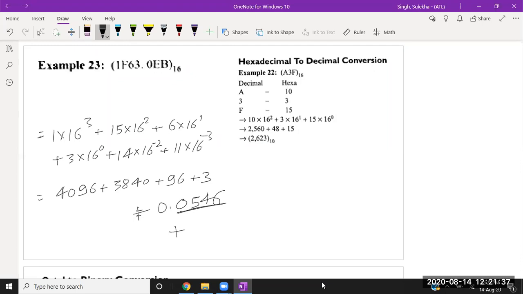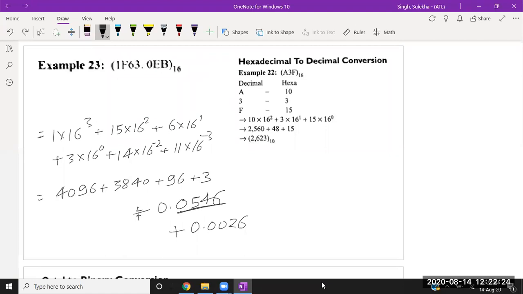Okay, so for this 11 into 16 to the power minus 3, you will get 0.0026. Why am I telling you to write till 4 places? Suppose you write this number as 0.00, which is nothing. It means you are neglecting this part. You are neglecting this B, because you are neglecting this number, but B is there in the question. Is that clear?